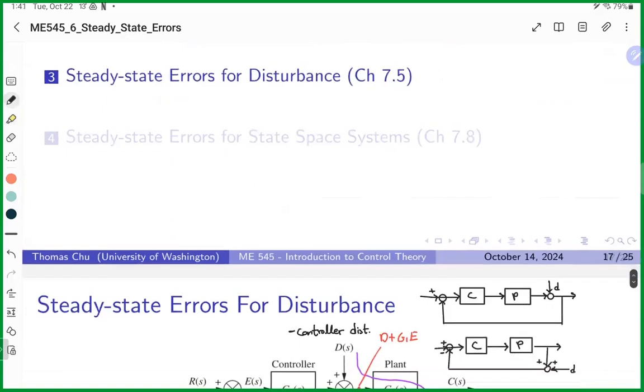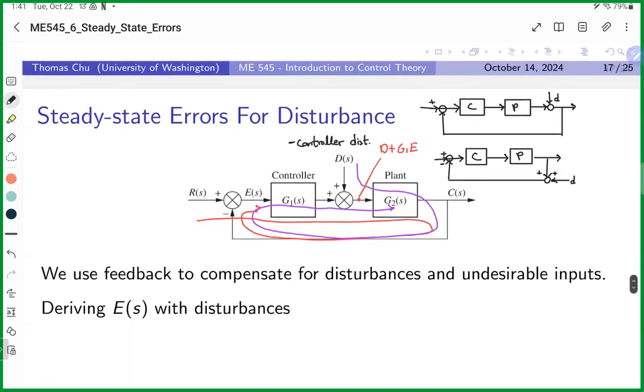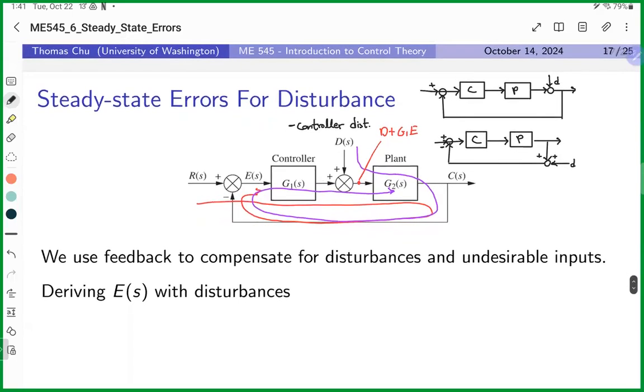So today we're going to continue on with steady state errors for disturbances. So let's say we have multiple inputs now in our system where we have a disturbance input and a reference input, then we can derive the steady state error with multiple inputs now.